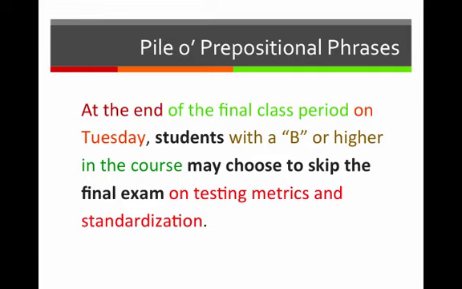Now we do have an adjectival prepositional phrase here that's telling me which students. Students with a B or higher. Now this, I'm sorry, is pretty necessary, important information. If this is my course syllabus, I'm not saying any students can skip the final exam. It's just students with a B or higher.